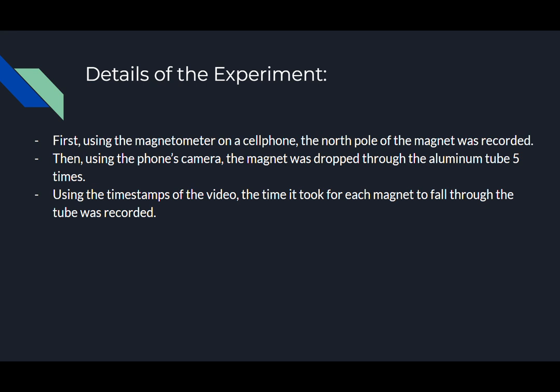Details of the experiment. First, using a magnetometer on a cell phone, the north pole of the magnet was recorded. Then, using the phone's camera, the magnet was dropped through the aluminum tube 5 times. Using the timestamps of the video, the time it took for the magnet to fall through the tube was recorded.